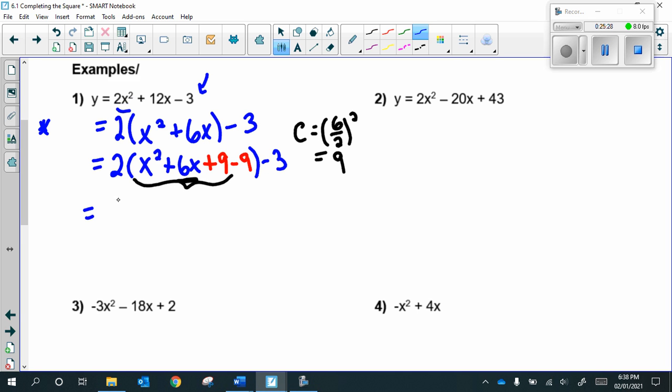Our next step, keep that 2 out in front. Write our bracket out, squared. So we got square root of the first term is x. First sign that we see is a plus. Square root of the third term is 3.